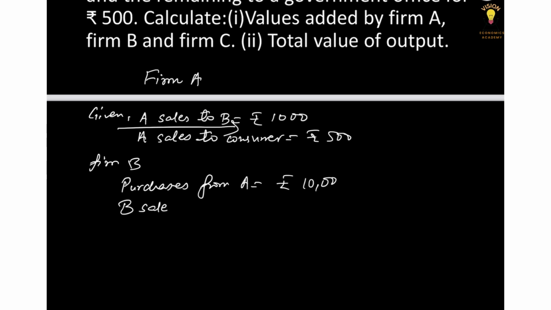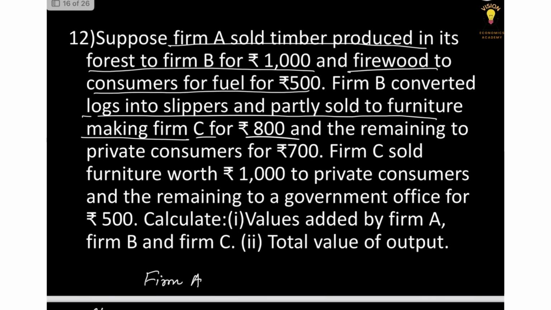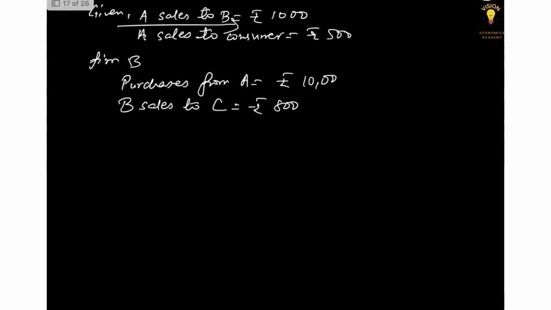B sells to C worth rupees 800, which we have just read in the question. Then B sells the remaining to a private consumer for 700. Then it also becomes a part of B. B sells to consumer worth rupees 700. Right? Now firm C.